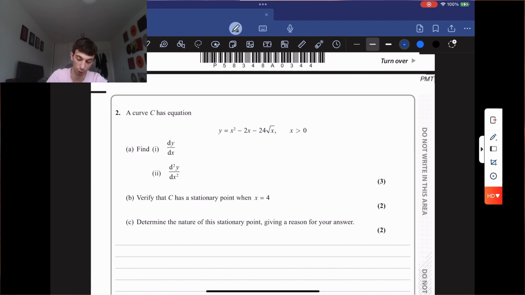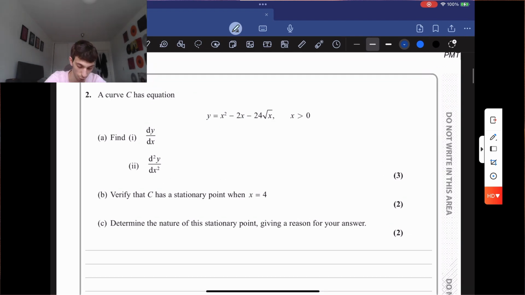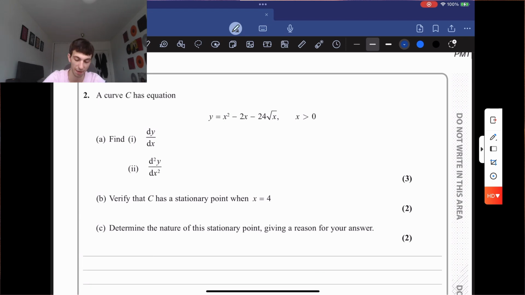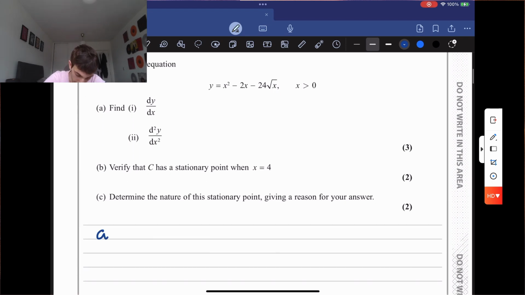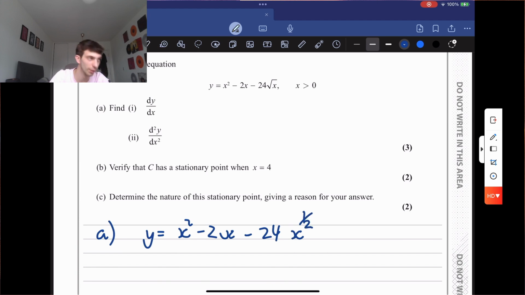Alright, so question 2, we're told a curve C has equation y equals x squared minus 2x minus 24 root x. We have to find dy/dx and the second derivative. Looking at part A, we can quickly rewrite this as y equals x squared minus 2x minus 24 times x to the power of a half. Whenever we're differentiating or integrating, we want to write things as x to the power of something. If something's in the denominator, you might use a negative power, for example.